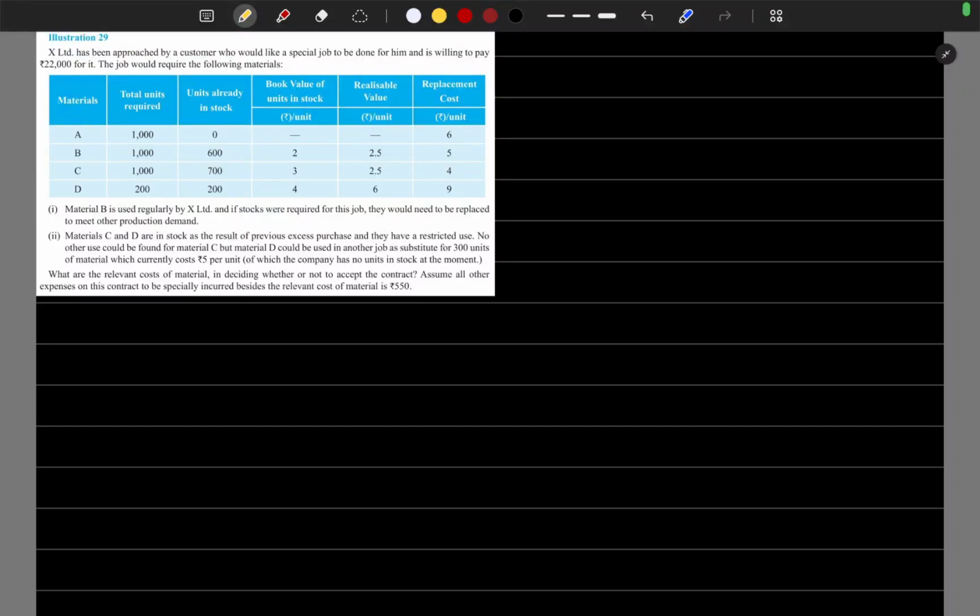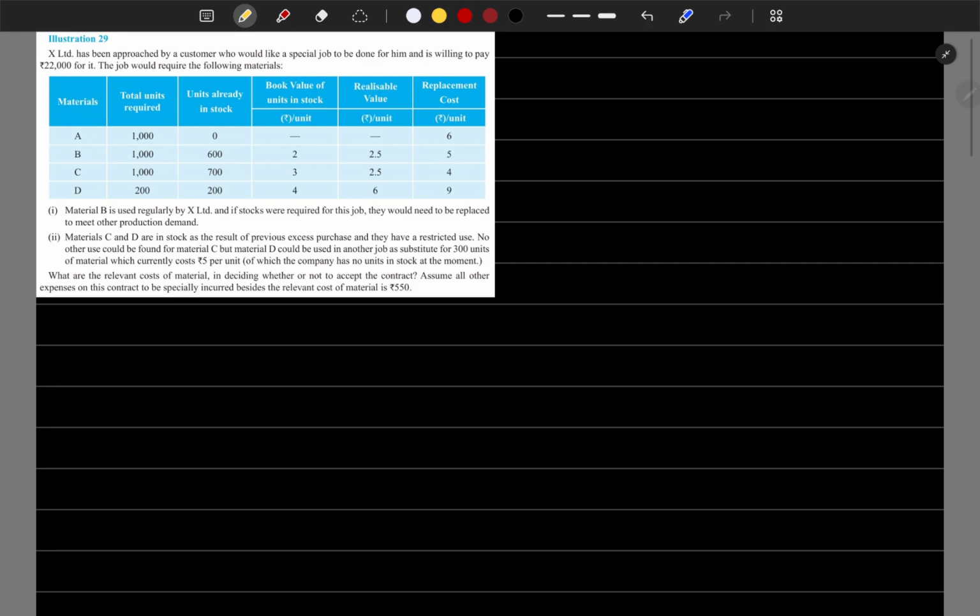Hey guys, welcome back. Today we are going to solve a problem which is from SCM relevant costing. This problem is solely focused on relevant costing in case of material.